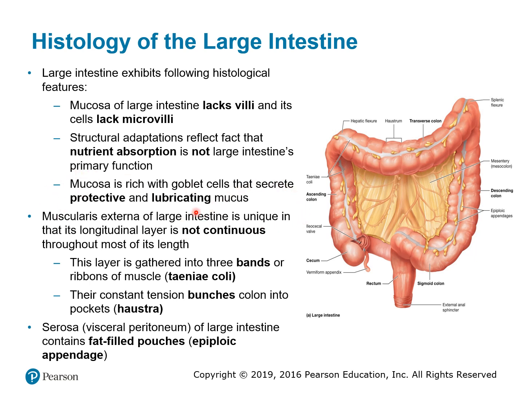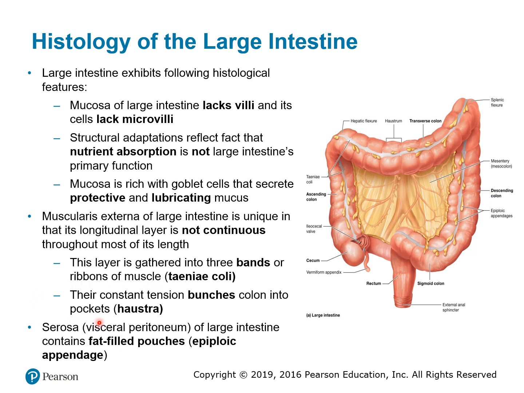The muscularis externa of the rectum is going to also have some type of longitudinal layer that is not continuous, but it's still most of the length. And it is gathered into three bands, or ribbons, you could call them the taeniae coli. And then some parts of the large intestine have these tensions or bunches of the colon, or pockets, which are these little segments that you see here. Like I said, they cause constant tension and also help with the movement as well.